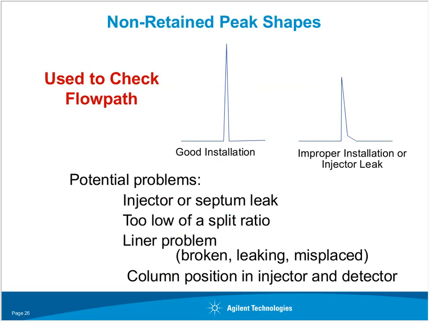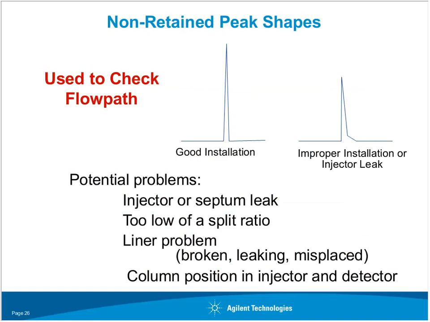The other thing is, why would we use a non-retained peak? It's used to check the flow path. In a GC column installation, a good installation will create this Gaussian type peak. It's going to look really good. If the column is installed improperly, or you have an injector leak, you'll get this type of peak. So please, I can't emphasize enough that when you do install a column, please take the time and do it right. It's really going to be important.